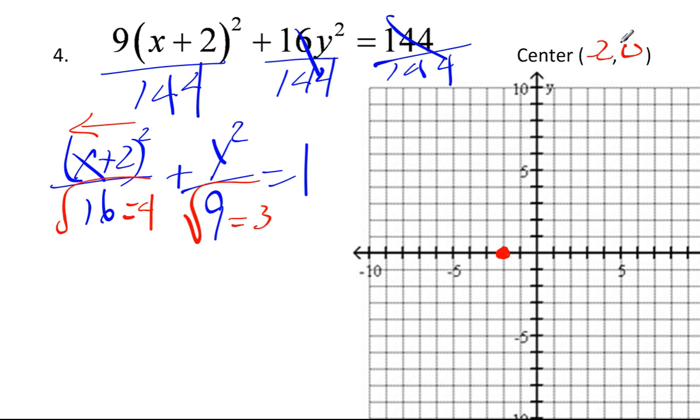So there's my negative 2 comma 0. And then my 4 and my 3. 4 left and right. 1, 2, 3, 4. And then up and down 3. Not too bad. It don't look too right, does it? 1, 2, 1, 2. Oh, I put that dot off, didn't I?